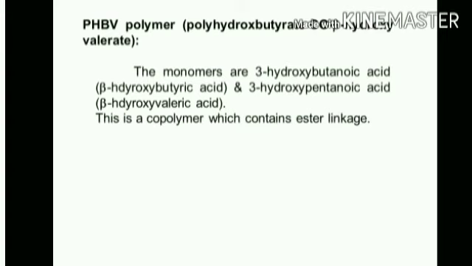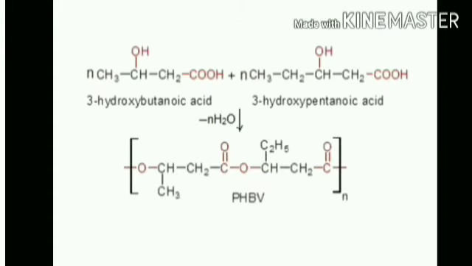This is a copolymer which contains ester linkage. This is the reaction. Here, 3-hydroxybutanoic acid has carbons 1, 2, 3, 4 and the functional group carboxylic acid, butanoic acid. 3-hydroxypentanoic acid has carbons 1, 2, 3, 4, 5 and a carboxyl group, pentanoic acid. Then loss of water n times forms the PHBV polymer.